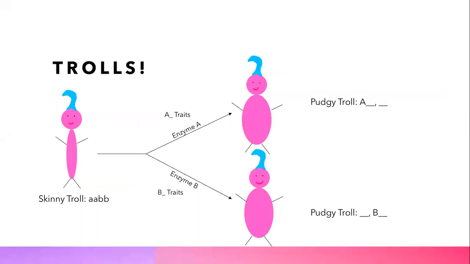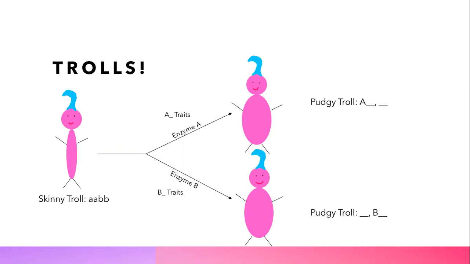In order to better explain epistasis, we are going to be looking at trolls today. We will be specifically looking at duplicate dominant epistasis. Duplicate dominant epistasis means that at least one dominant allele at either locus results in the same phenotype. The different phenotype occurs when the organism is homozygous recessive.